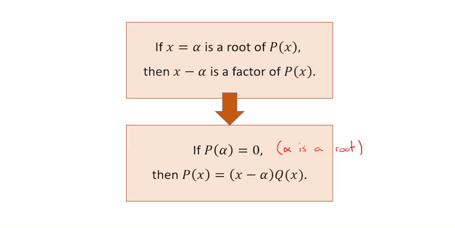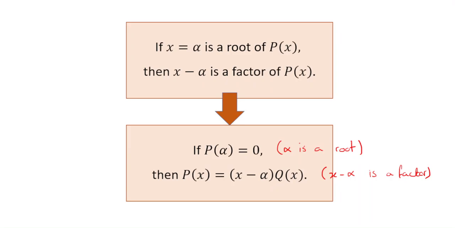Then P of x is equal to x minus alpha times q of x. This is another way of saying that x minus alpha is a factor, right? So the top statement is a way of saying that alpha is a root. The bottom statement is a way of saying that alpha is a factor.